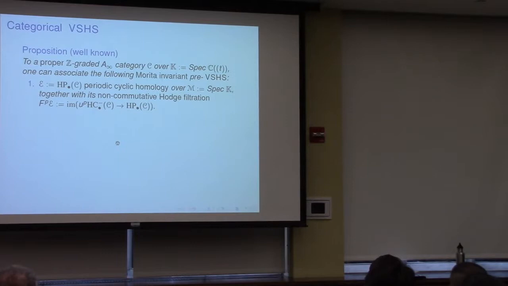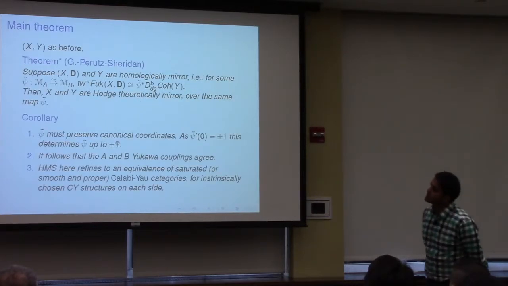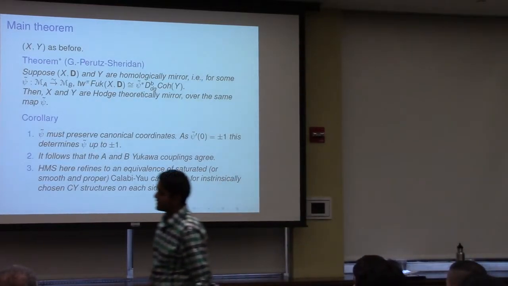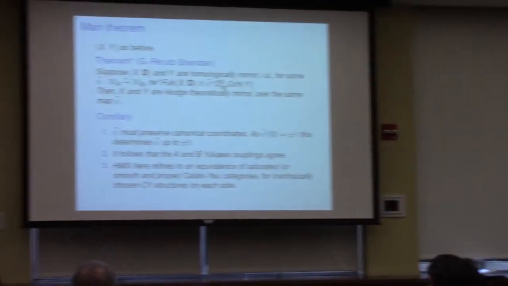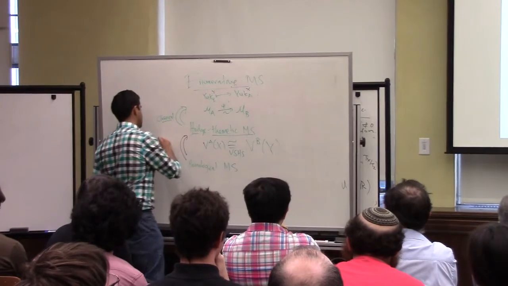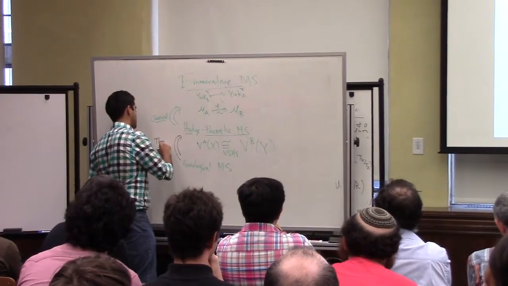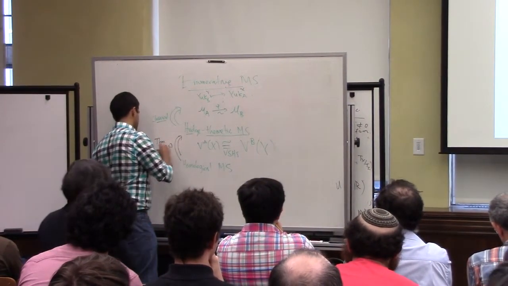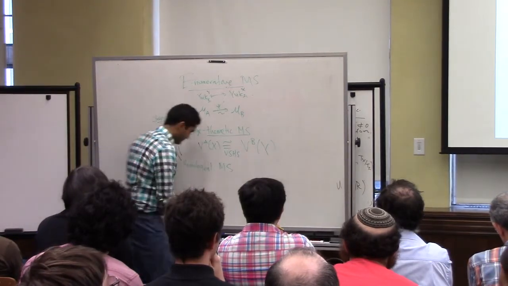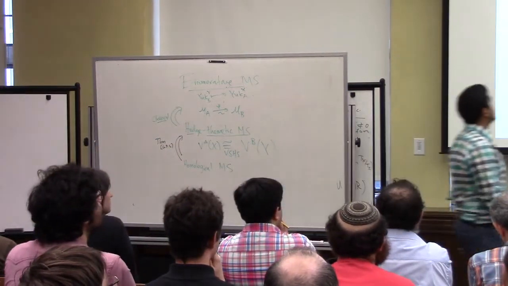Okay, so how do we pass from homological mirror symmetry to Hodge theoretic mirror symmetry? That's kind of the key point. Well, there's an old idea of how to do so.